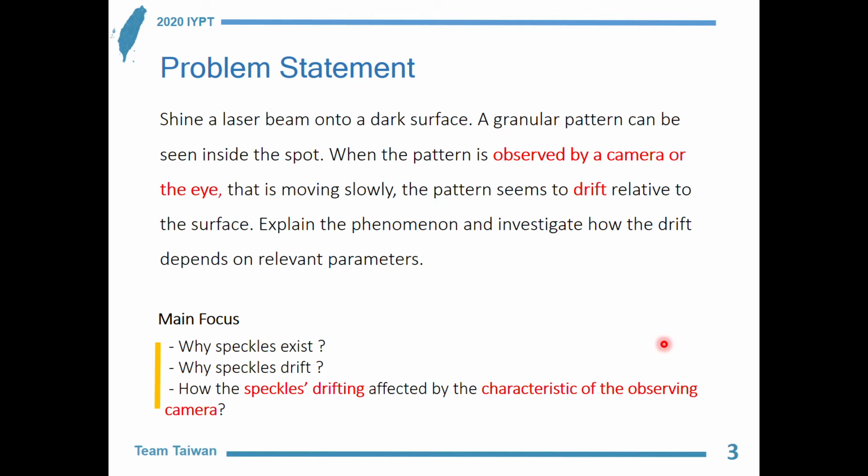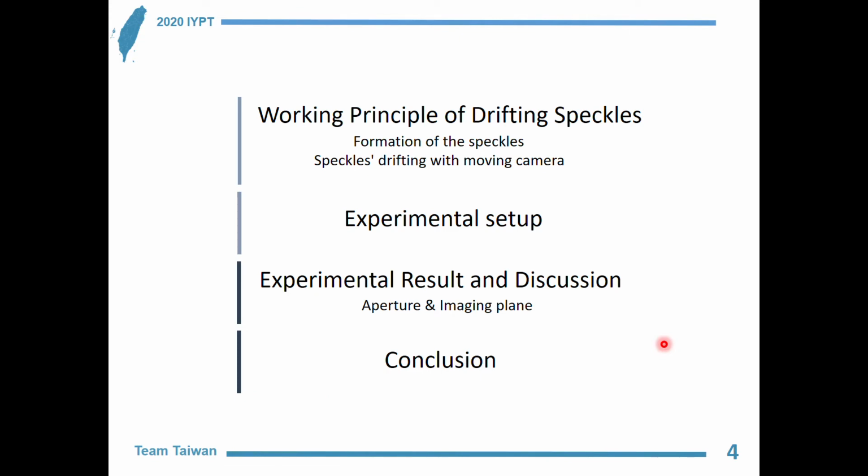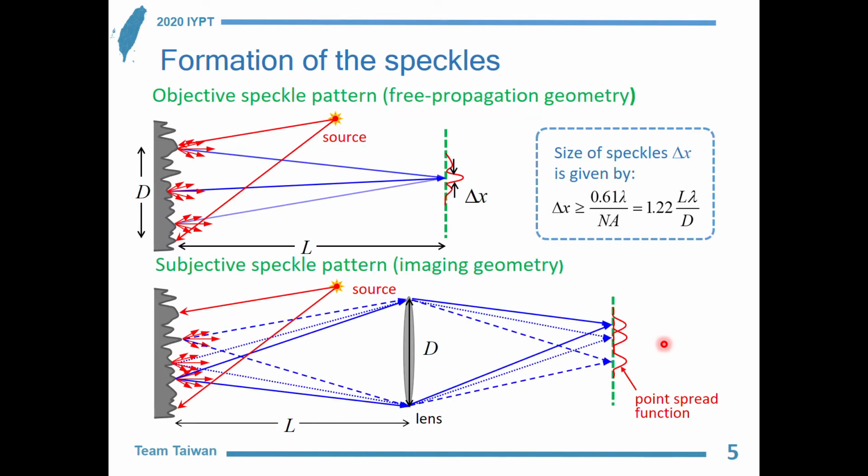So we think the main focus should be why speckles exist and why they drift, and then how the speckle drifting will be affected by the characteristics of the observing camera. This is my outline. So first we have to know what speckles are. There are two kinds of speckles.